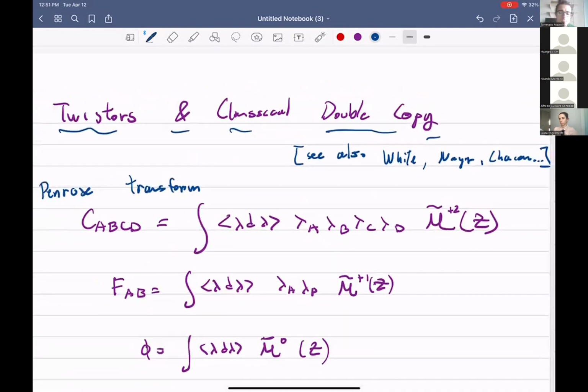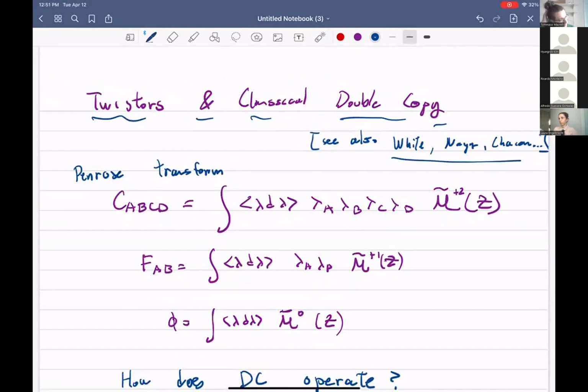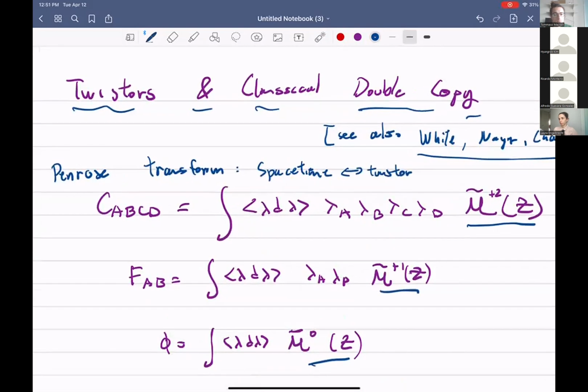One step forward was taken in this nice series of papers, where they observed that the classical Kerr-Schild double copy had a twistor space analog. Okay, and this twistor space analog, to make the connection between spacetimes and twistor functions, the Penrose transform was employed. So the Penrose transform is essentially a map from twistor space. So you take some twistor function, and there is a particular contour integral that maps it to a spacetime function.